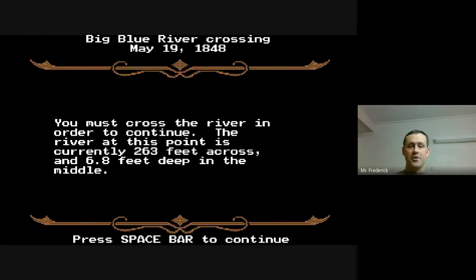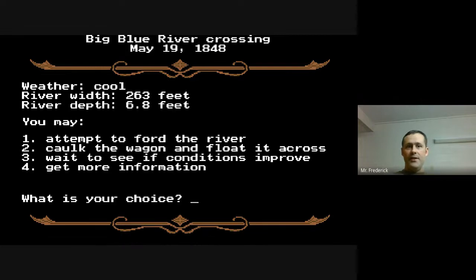All right, you must cross the river in order to continue. The river at this point is currently 263 feet across and 6.8 feet deep in the middle. Press the space bar to continue. That means 6.8 feet is taller than me, so I'm definitely going to... Oh no, there's no ferry.